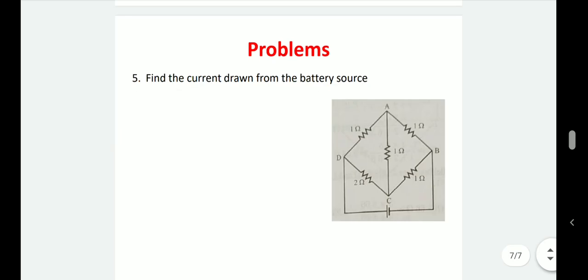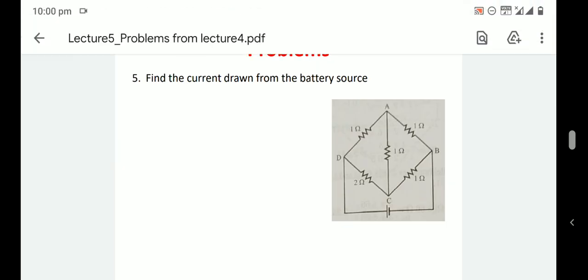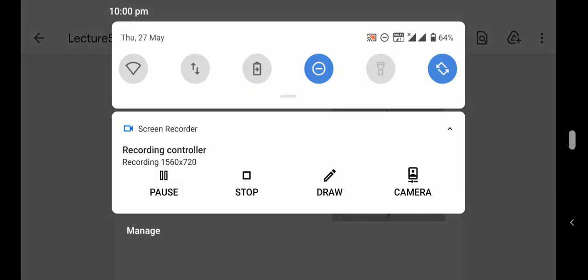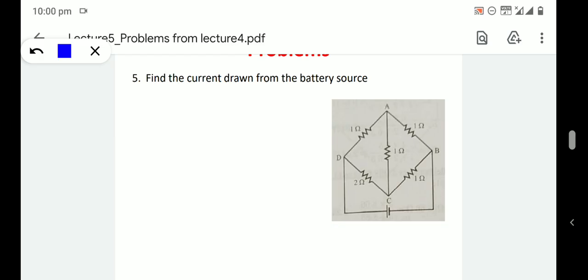Okay, then the fifth problem is again like that. There are two delta connections, any one of the delta connections can be converted to star and you can solve the problem. So the question is, find the current drawn from the battery. Here the battery voltage is not given, so assume the battery voltage is 24 volt and find the current drawn.